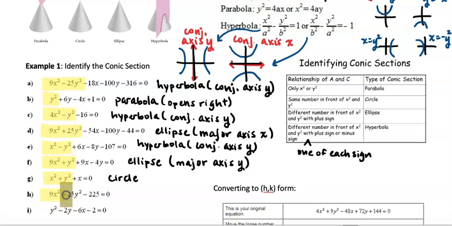9x squared plus 25y squared minus 225 is 0. Well, I've got a plus sign between them. I've got different coefficients attached to x squared and y squared, and so that tells us that this is an ellipse. And we want to find the major axis. Well, because the coefficient of y squared is larger, that means that our major axis is x.